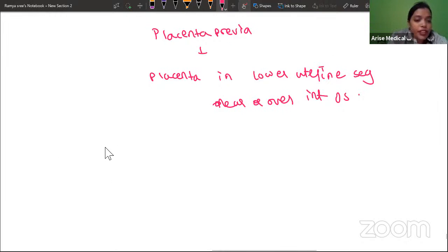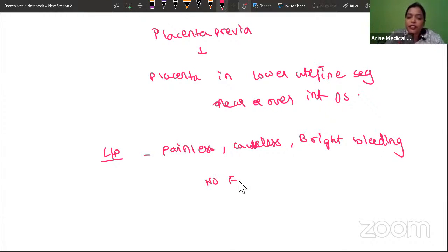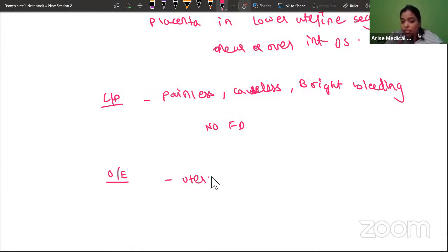In contrast to abruption, the clinical picture in placenta previa is painless bleeding. Multiple times it can happen. Painless, causeless, bright red bleeding. Here uterus is not contracting, so there is no fetal distress. But baby can be in abnormal lie. So on examination, uterus relaxed. There the uterus was tender. Here uterus is relaxed. The main way you will differentiate is, if uterus is contracting and painful bleeding, abruption. If uterus is relaxed and painless bleeding, it is placenta previa. Okay.